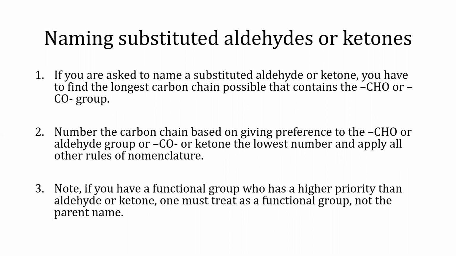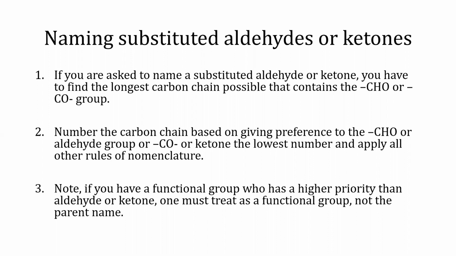Naming a substituted aldehyde or ketone can be done following these steps. 1. If you're asked to name a substituted aldehyde or ketone, you have to find the longest carbon chain possible that contains the CHO or CO group. 2. Number the carbon chain giving the CHO or aldehyde group, or CO or ketone, the lowest number, and apply all other rules of nomenclature.